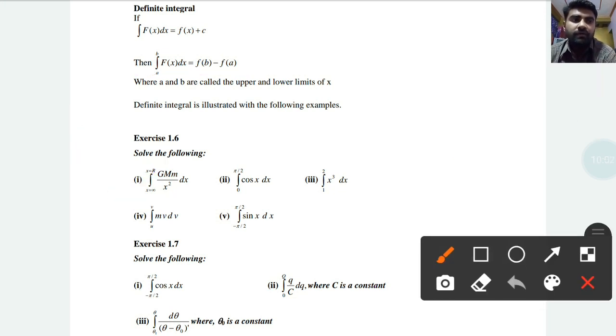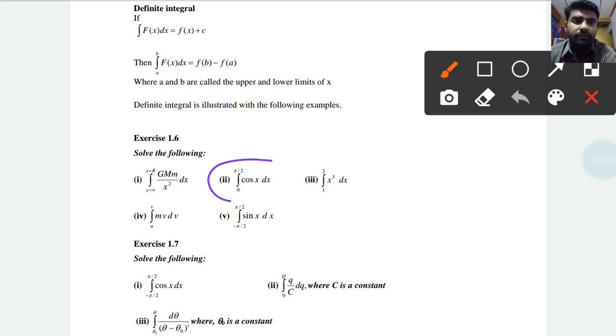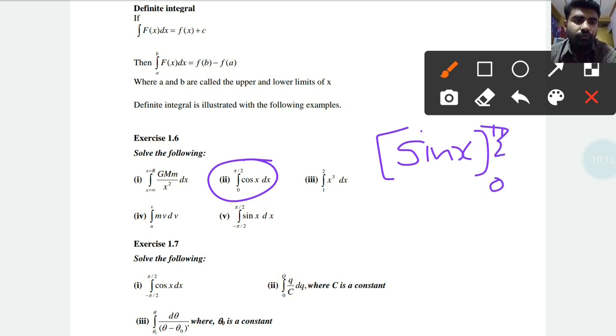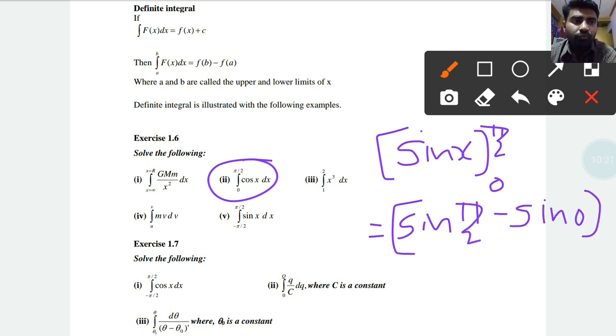Now for the second equation, this one, cos x dx. Integration of cos x dx is sin x, upper limit pi by 2 and lower limit 0. So sin upper limit minus lower limit. You have to put all the limits, upper minus lower. Sin pi by 2 is 1, minus 0. So the answer is 1 for this one.